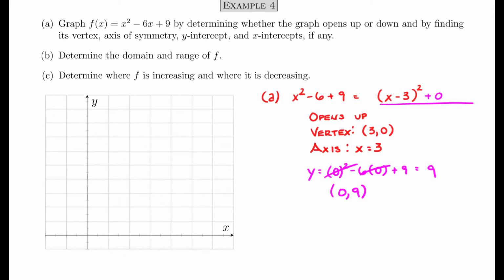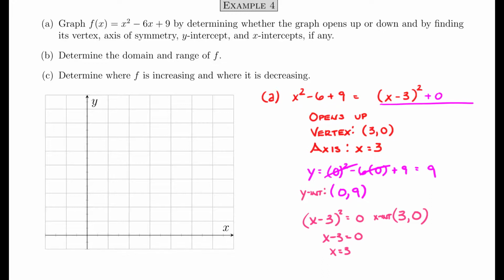For our x-intercepts, we look back at our factored form. We have x minus 3 quantity squared. If we set that equal to 0, we would take the square root of both sides. We get x minus 3 equals 0. Add 3. So we have a zero of 3. So we have the y-intercept, the x-intercept, and the last, that's all we had to find. So let's plot all these points, and we can graph this relatively quickly now.